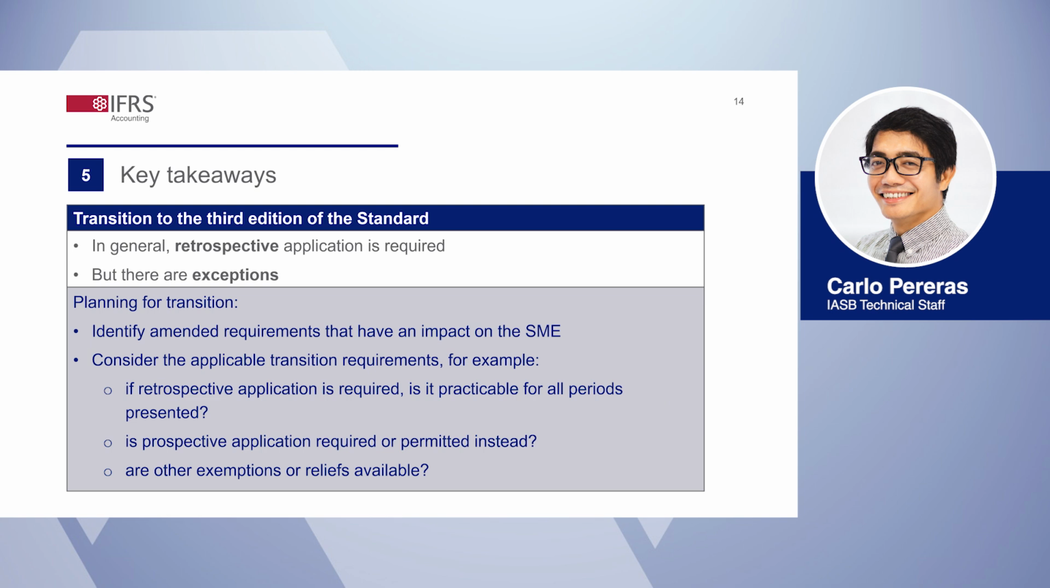For example, as we have seen with the revised Section 19 on business combinations, in some cases, prospective application is required. Or there could be choices available, such as the accounting policy choice of whether to apply the revised Section 23 on revenue either retrospectively or prospectively. The result of this work will feed into the SME's transition plan.